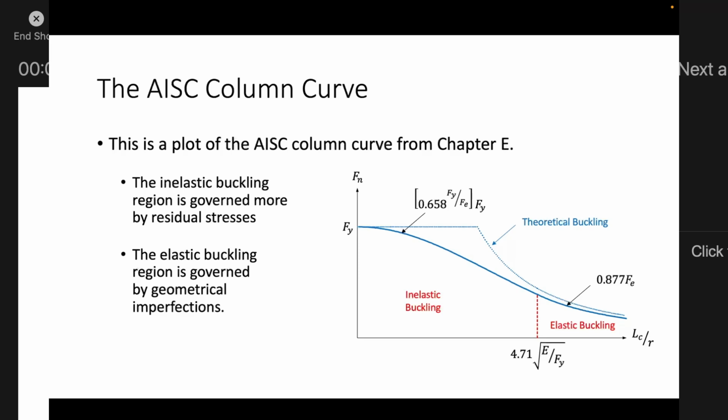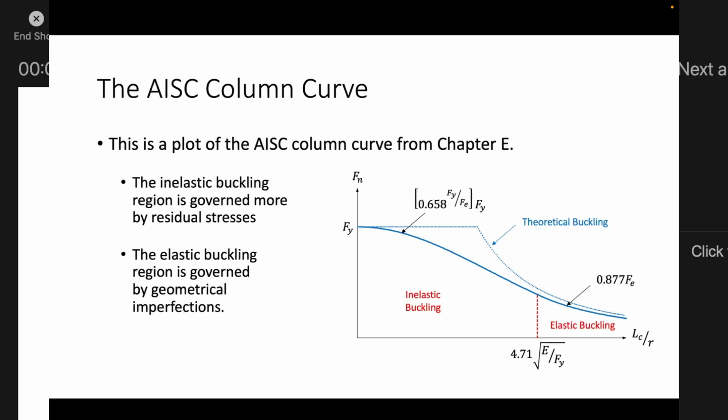And then basically what you're going to do is say, okay, here's my KL over R, and I have this expression here and this expression here. This expression over here on the left is what I'm calling inelastic buckling. Basically what I'm saying is that the column's behavior is governed more by the presence of those residual stresses. And what do those residual stresses do? They cause yielding to occur a little bit earlier than if you were to just assume perfectly linear behavior up to Fy. So that's why we say it's inelastic, because there's yielding occurring. So that's what this region's for.